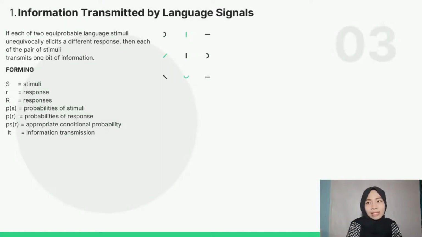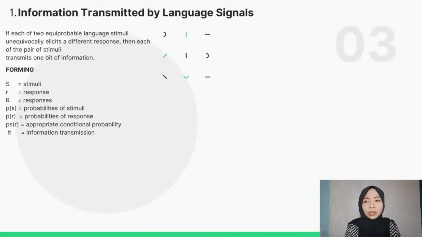Let P(S) and P(R) be the probabilities of any S or R, and let P(R|S) be the appropriate conditional probability. Furthermore, let us assume that these probabilities are unchanged throughout the period of measurement. This entire set of definitions permits us to treat language message stimuli as a set of input events, the response to the stimuli as output events, and the receiver of this message as a communication channel.